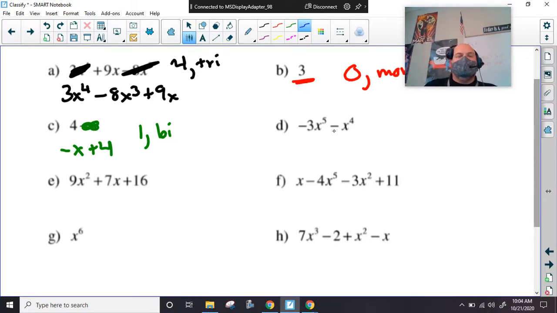Number D. Is it already in standard form? It is, because look at the powers. It goes 5, 4. It's like it's counting down to blast off: 5, 4, 3, 2, boom. It's already in standard form, so I would just leave it. What's the highest power we have? 5. Awesome. How many terms do we have? 2. It's a binomial.